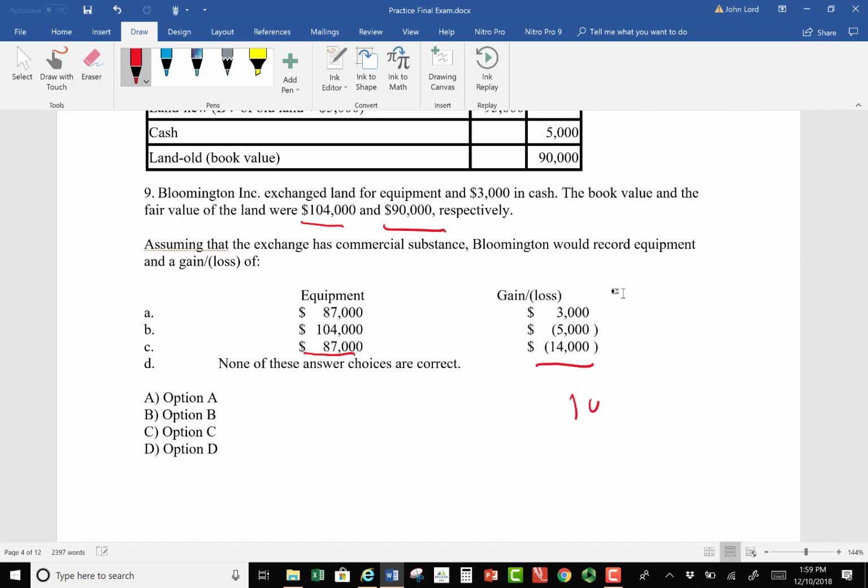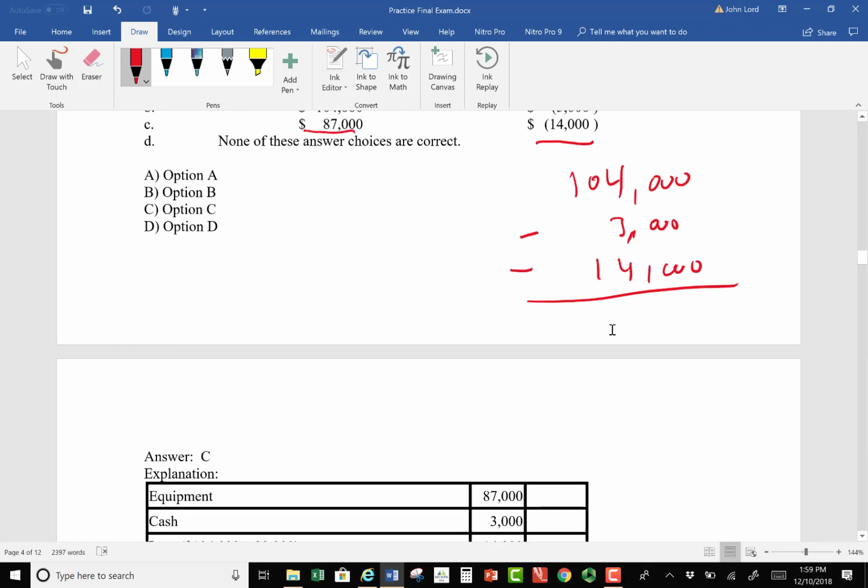Book value is 104, but I did get some what? Some cash out of that. So we're going to go ahead and subtract that cash. To a certain extent, I sold a piece of that equipment, right? Okay, so I go ahead and I subtract that cash I received, and then I do what? And then I subtract the loss here of 14,000, and when I do, I should get this 87,000.